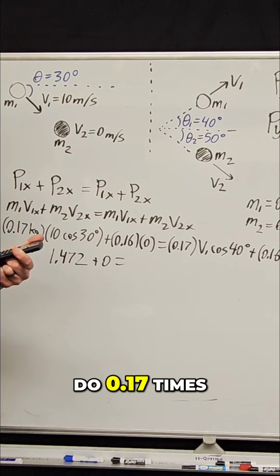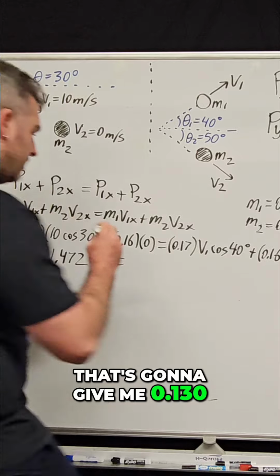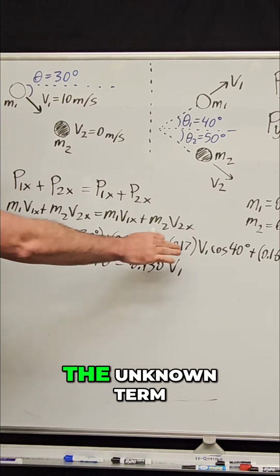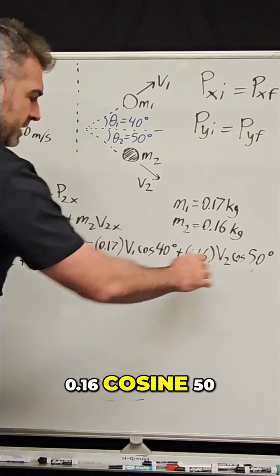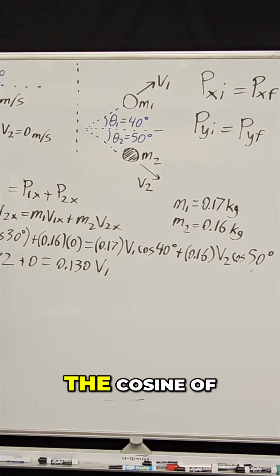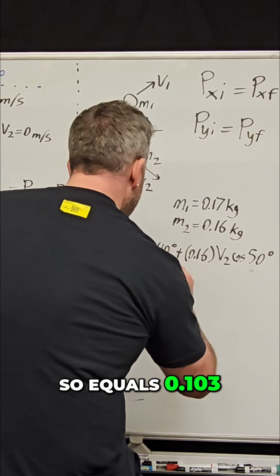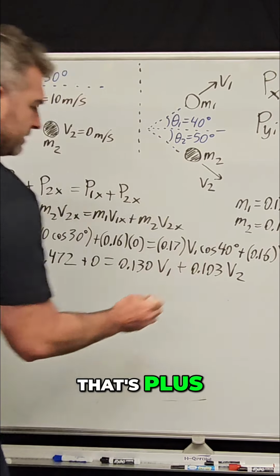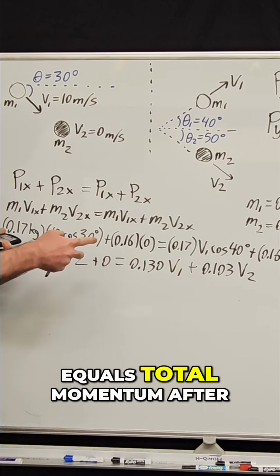So I can do 0.17 times the cosine of 40 to simplify. That's going to give me 0.130 times v1. So I've left the unknown term in there, and we're going to solve for that later. Over here we have 0.16 cosine 50, so 0.16 times the cosine of 50 equals 0.103, and that's going to be times v2. Oops, sorry, that's not equal, that's plus. So that's this term plus that term, right? So total momentum before equals total momentum after.